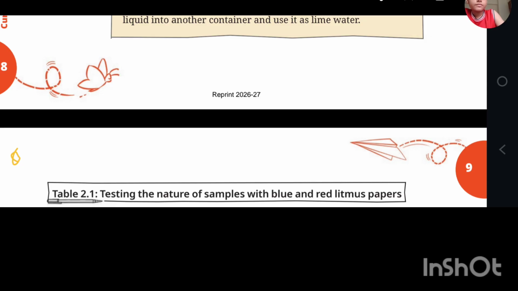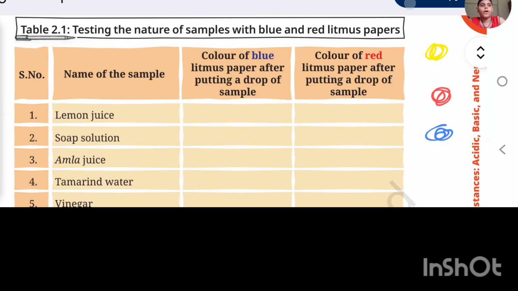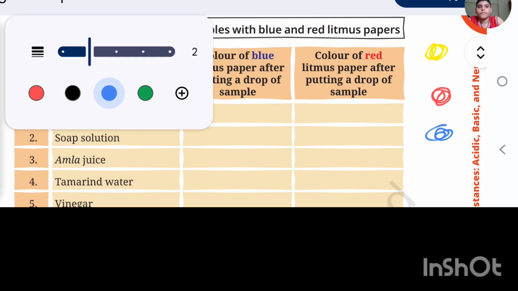Yellow is first. Wait, let me make just a small circle. Wait for 1 minute. Okay, so I have drawn these three dots. Yellow is neutral, red is acidic, and blue is basic. Okay, these are not the real colors. I will tell you which are real and which aren't real.